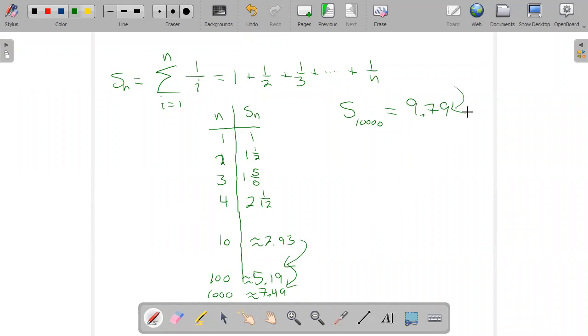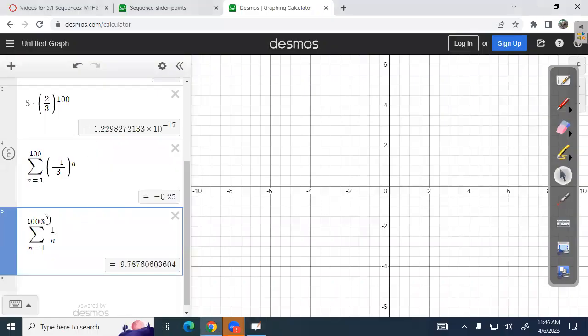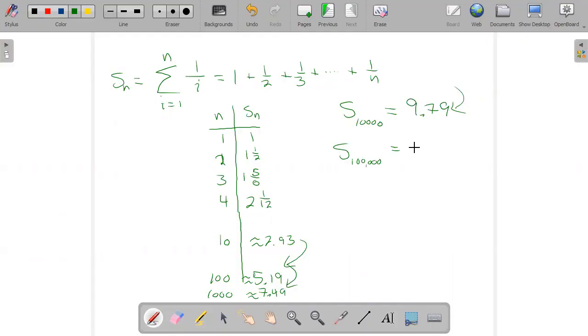2 to 5, that's a jump of a little less than 3. 5 to 7 was a jump of a little less than 2. 7 to 9 is a jump of a little more than 2, around 2. Should we make a guess at S 100,000? I'm going to guess it's around 11. I was wrong. 12. Well, 12 is around 11, approximately. There was some more to that 12 there.